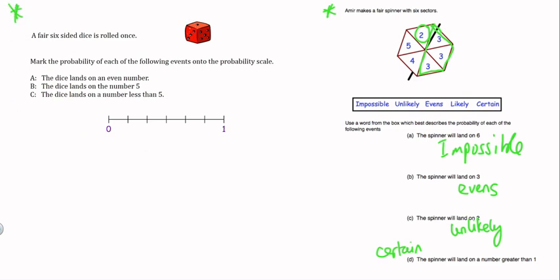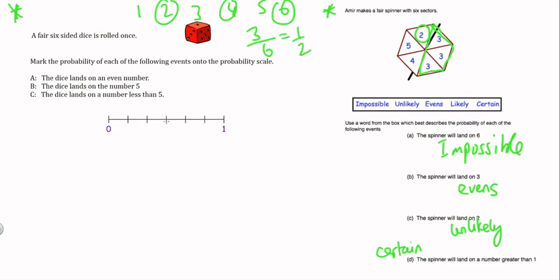Here's a dice. There are 6 faces, 6 different outcomes. Mark the probability of each of the following events on the probability scale. That the dice lands on an even number. Remember, you got 1, 2, 3, 4, 5, 6. Even number is 2, 4, 6. Half of those are even numbers, right? 3 of those out of 6 are even numbers. So that's 3/6 is the probability that it will land on an even number, right? 3 in 6 chance, you can call it a half.